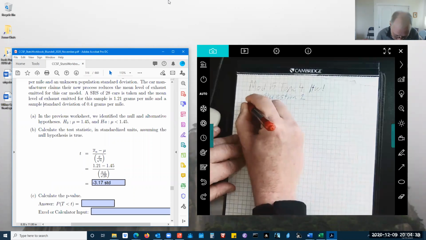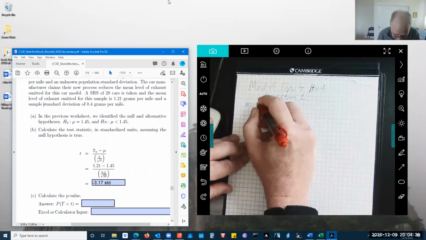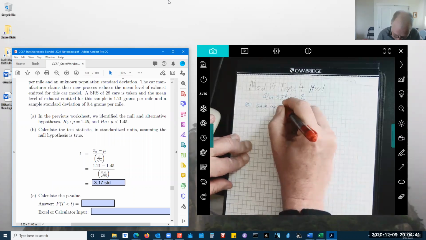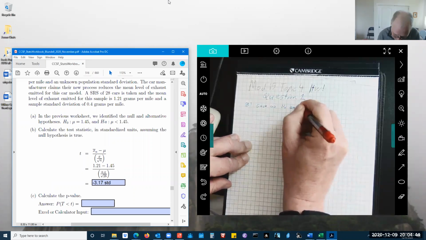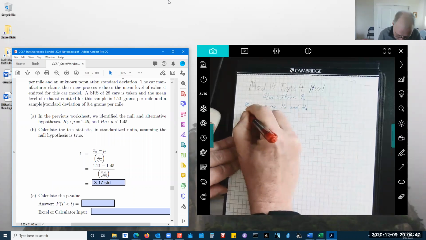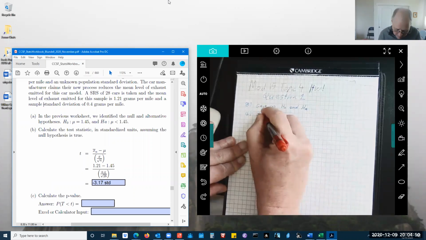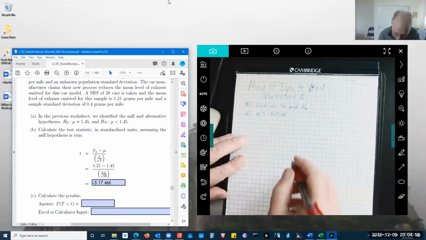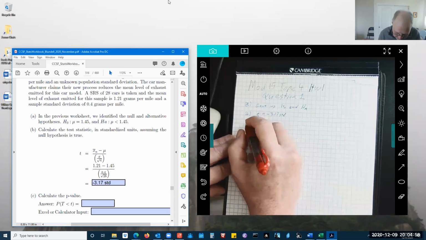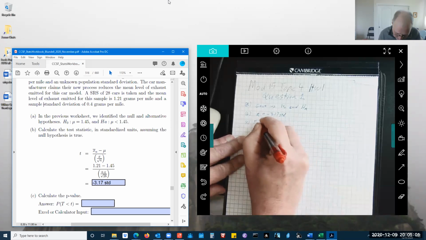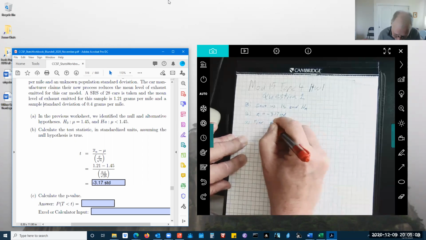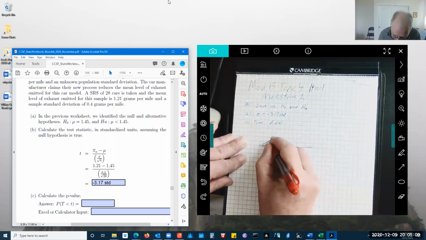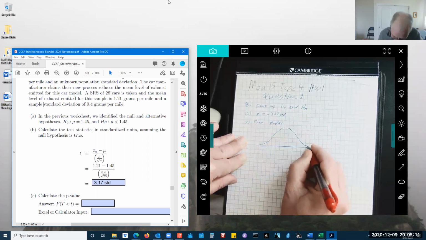So in question A, they gave us the answer. In question B, we got that. For question C, find the p-value. I'm going to start out drawing my t-distribution.